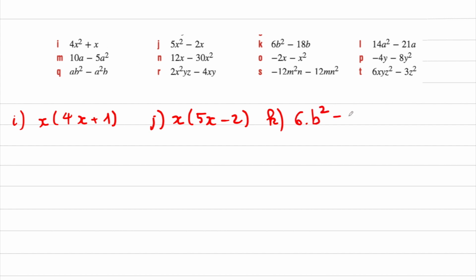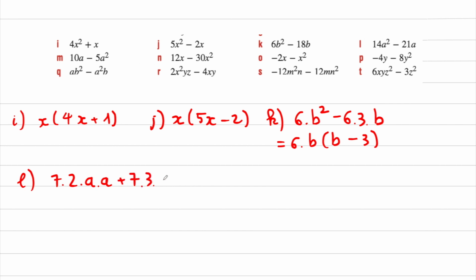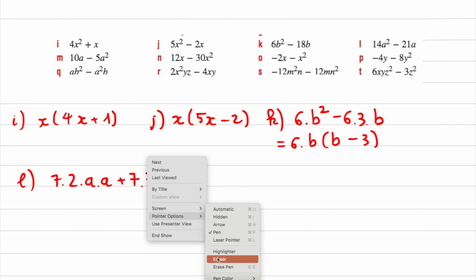6b squared minus 6 times 3 times b. Take 6b outside, you get b minus 3. You get b minus 3? Okay, yes. Question L, 7 and 2, a times a plus 7, 3 and a. Sorry, this is minus.